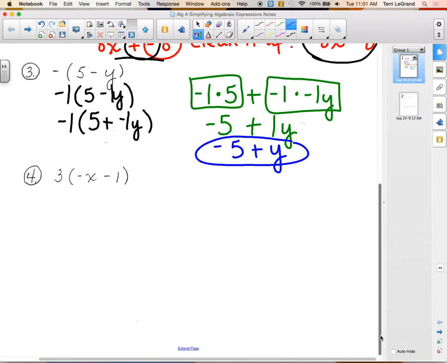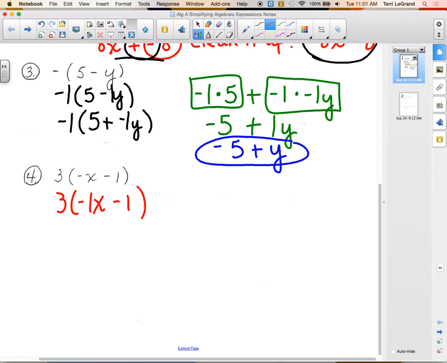Okay, what do you think I want you to do first in number 4? I'm going to give you a little hint: before you multiply. Julia, what's one thing you think I might want you to do? Put a 1 in front of the x. Put a 1 in front of the x, okay. So we're going to put a 1 in front of the x.